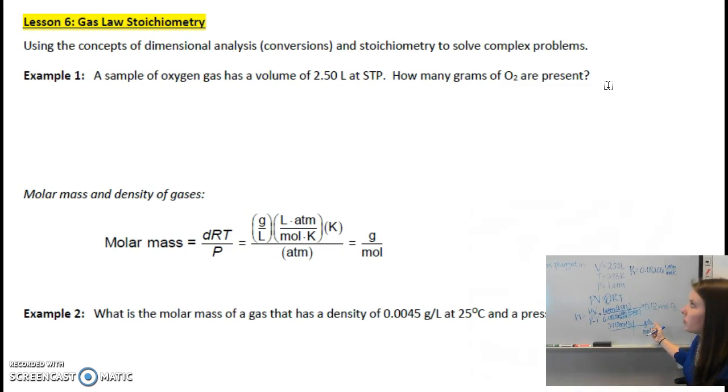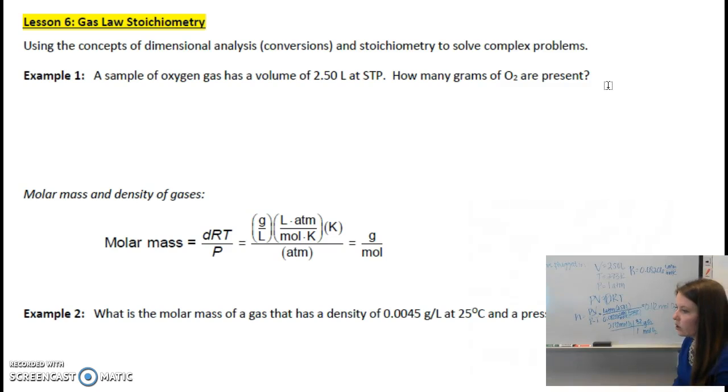So if you look up at the periodic table, oxygen has a molar mass of 16 grams per mole. Remember we have O2, so we have to double that. So that's going to become 32. Once again, each oxygen is 16. O2 means we have 2 of them, so 2 times 16 gives us 32. That's the number of grams in 1 mole.